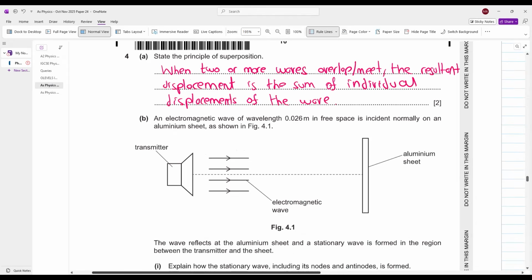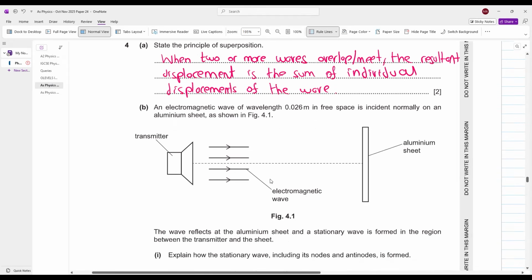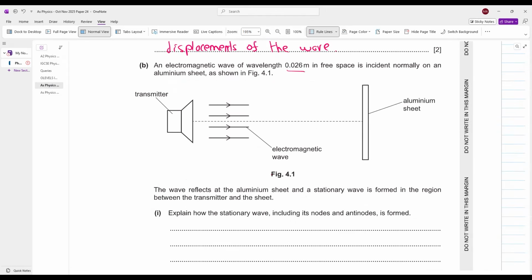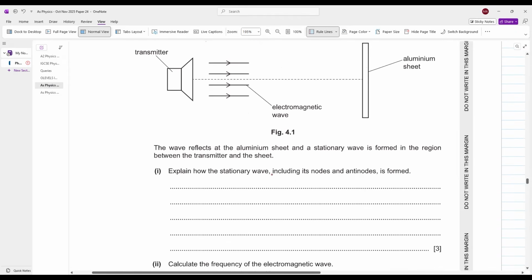Chalo, let's move ahead. An electromagnetic wave has a wavelength of this. Okay, this is your wavelength. Is incident normally on an aluminum sheet. Okay. The wave reflects at the aluminum sheet and a stationary wave is formed in the region between the transmitter and the sheet. अच्छा जी stationary wave form हो रही है यहाँ पे. Explain how the stationary wave including the nodes and antinodes is formed. बेटा हमने बताना है stationary wave कैसे form होगी.